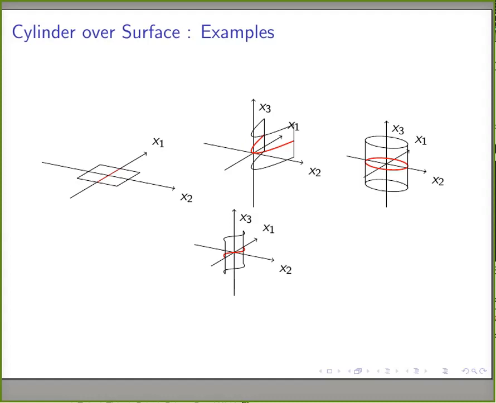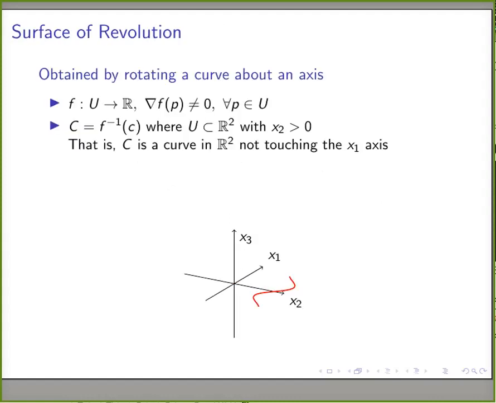Now we are proceeding to the fourth class of n surface, which is the surface of revolution obtained by rotating a curve about an axis. So here we start with a curve. We start with a curve in Rn plus 1, and we rotate this curve about an axis to get an n surface. So the curve is f inverse of c.